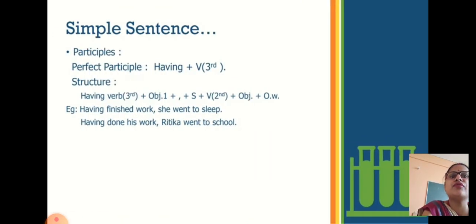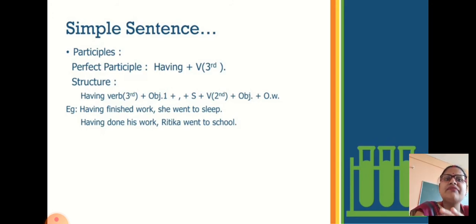Let's move forward to the simple sentence again, in the perfect participle. We have learned about the present one, the past one, and now this is the time when we talk about the perfect participle. Perfect participle means you are having plus the verb's third form plus object, and if there are two objects, you can use the first object here, then a comma, then you will use subject plus verb's second form, and the object or the other words should be there.